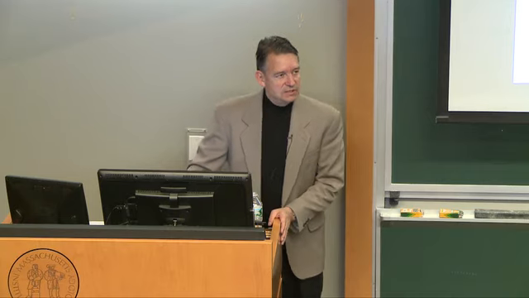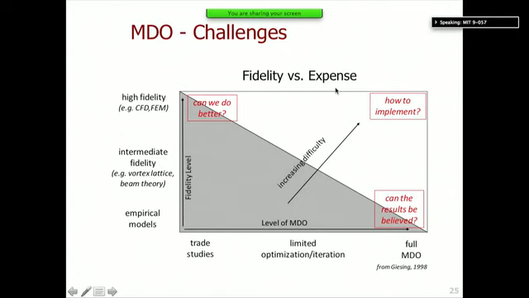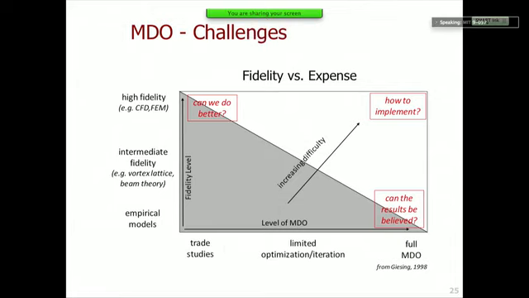The challenges now in MDO, in multidisciplinary optimization, are different trade-offs. One trade-off is between fidelity versus how expensive it is computationally. Fidelity is over here. High fidelity means 3D finite element model analysis, computational fluid dynamics. Then you have intermediate or low fidelity empirical models. And on this axis we have just doing trade studies, meaning you have a baseline design and you just explore from that baseline design. You do limited optimization or iteration, or full MDO, exploring the full space.